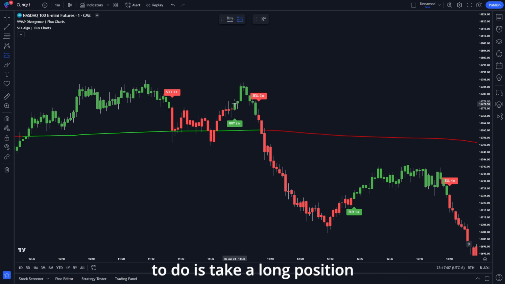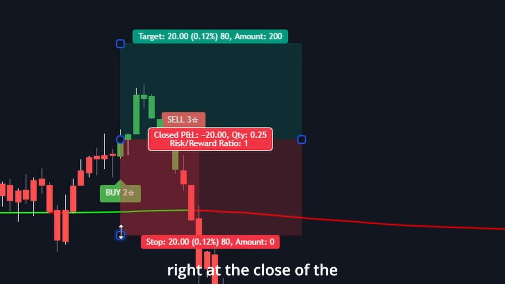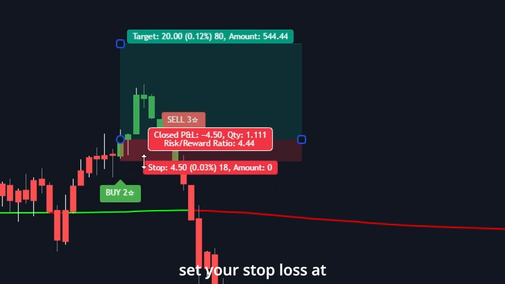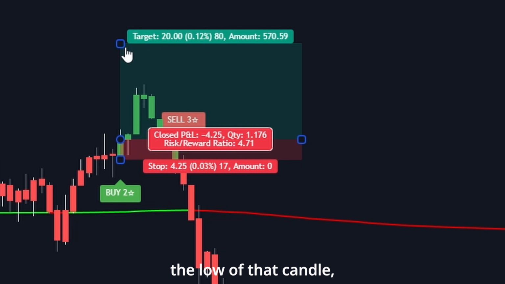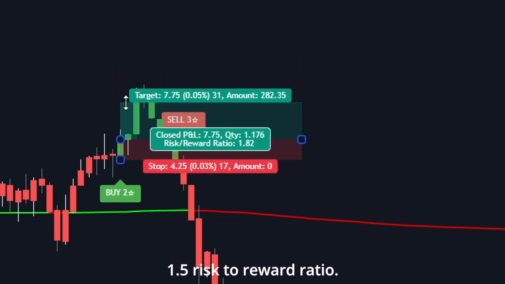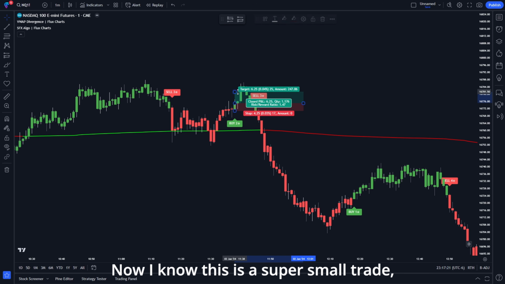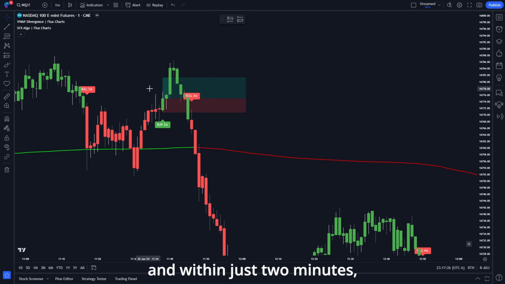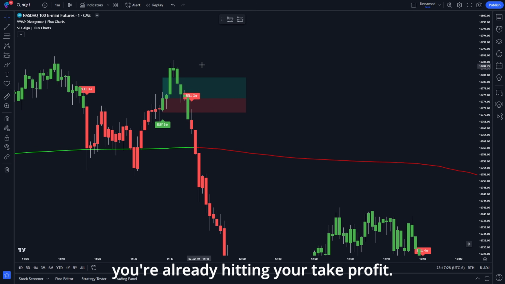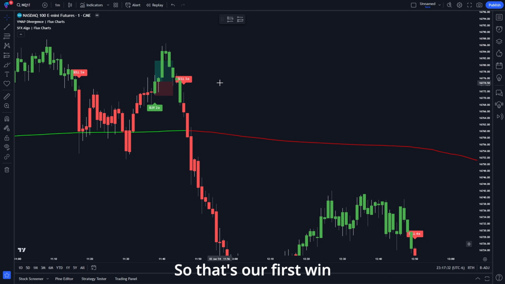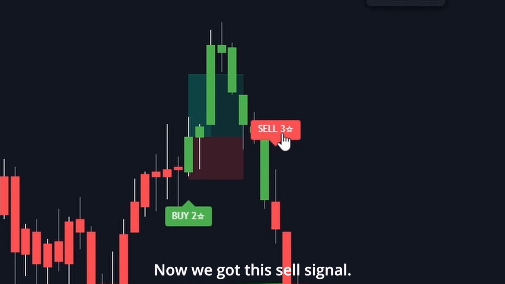What you're gonna wanna do is take a long position right at the close of the candle that got the buy signal, set your stop loss at the low of that candle, and then set a 1 to 1.5 risk to reward ratio. Now I know this is a super small trade, but it's a quick scalp, and within just 2 minutes, you're already hitting your take profit. So that's our first win of 2024, our first trade. That's awesome.